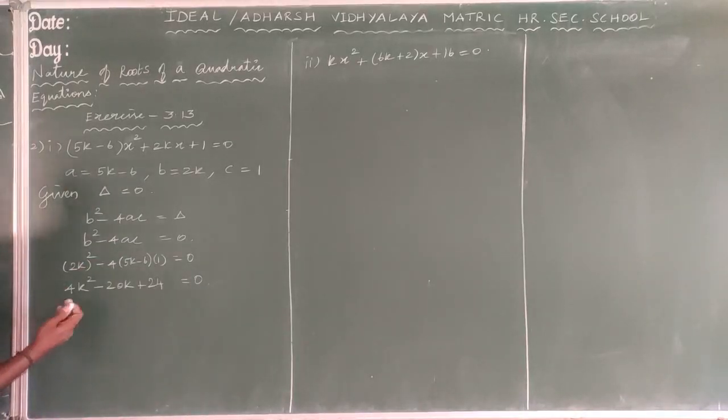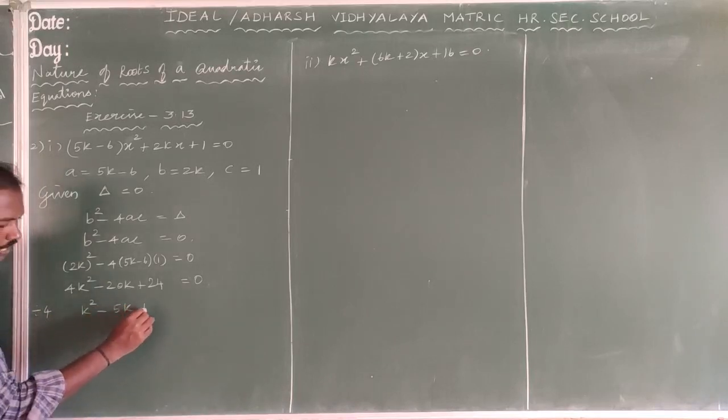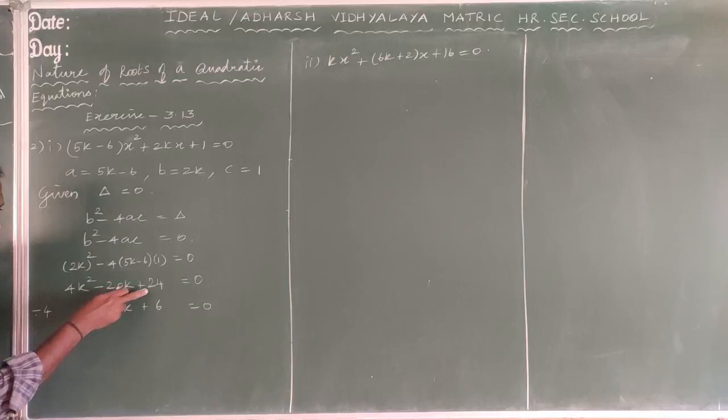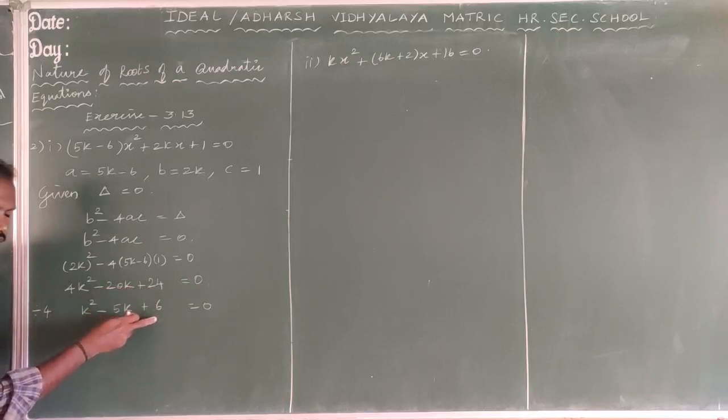Dividing 4 on both sides, then k square minus 5k plus 6 is equal to 0. That is 4 divided by 4 is 1, k square. 20 divided by 4, 1 4 is 4, 5 4s are 20. 24 divided by 4, 6 1 4 is 4, 6 4s are 24. Right.